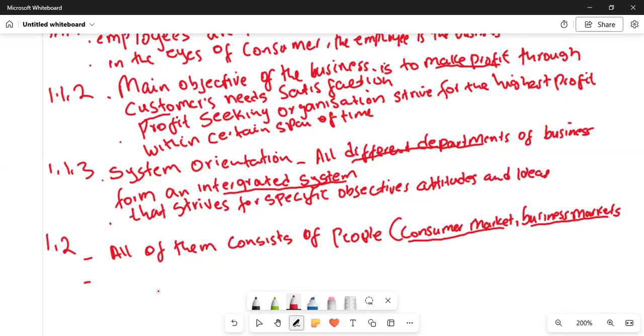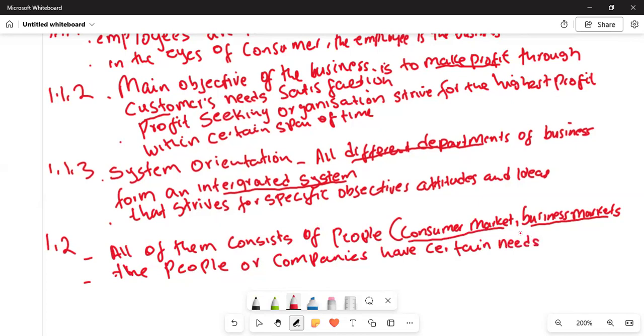Now we are coming to another point. The people or companies have certain needs that should be fulfilled. So people or companies have needs. For us to say this is a market, one of the characteristics is that there are people, and those people must have needs, and those needs of those people need to be satisfied.